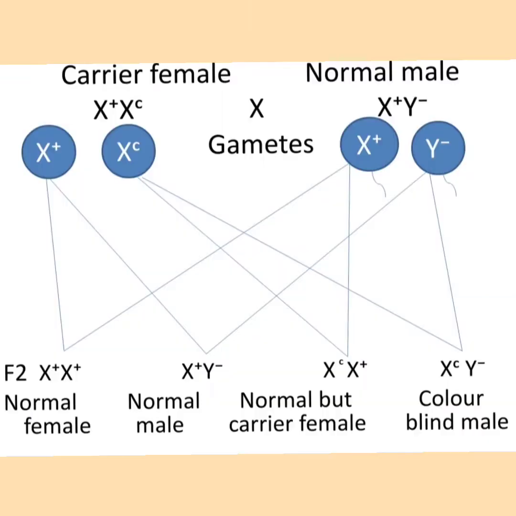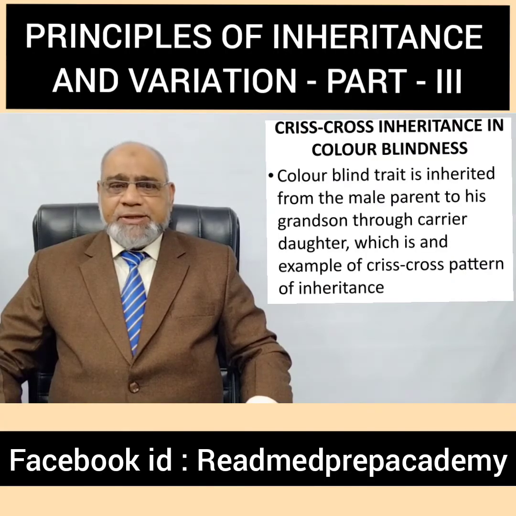Here you can see a carrier female producing gametes, one gamete being normal, the other gamete having the allele for color blindness. And a normal male will produce gametes, one with a normal X chromosome and one with a Y chromosome. The F2 generation will produce a normal female, a normal male, a normal-vision female who is a carrier, and a colorblind male. Crisscross inheritance in color blindness.